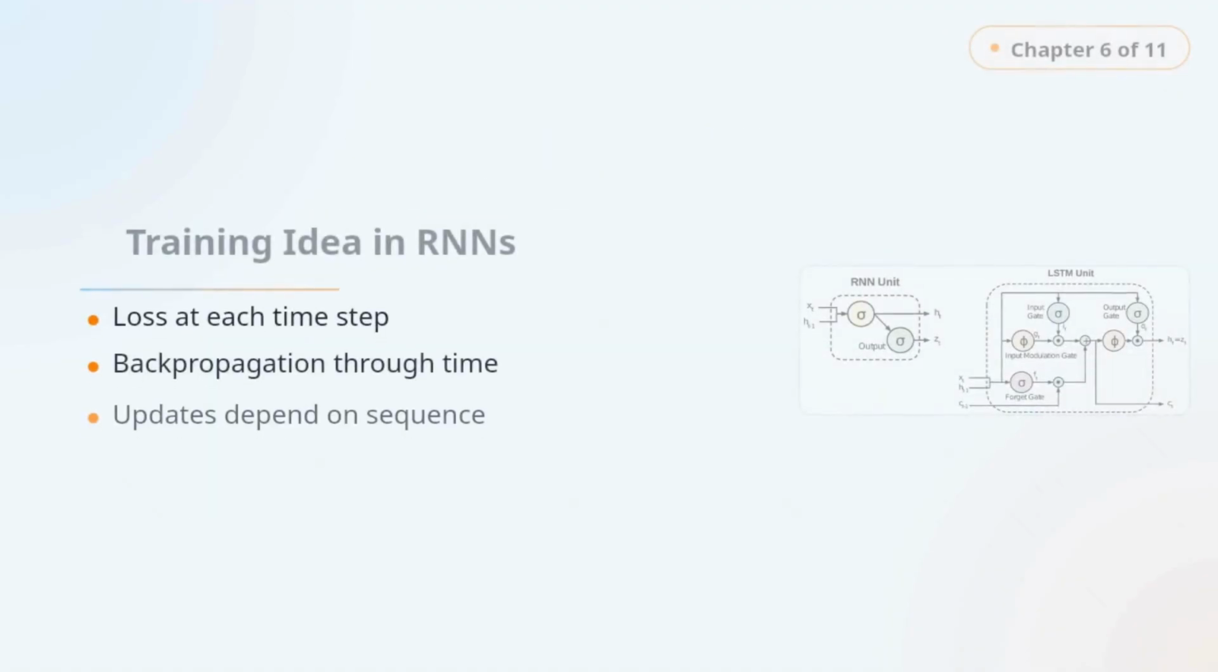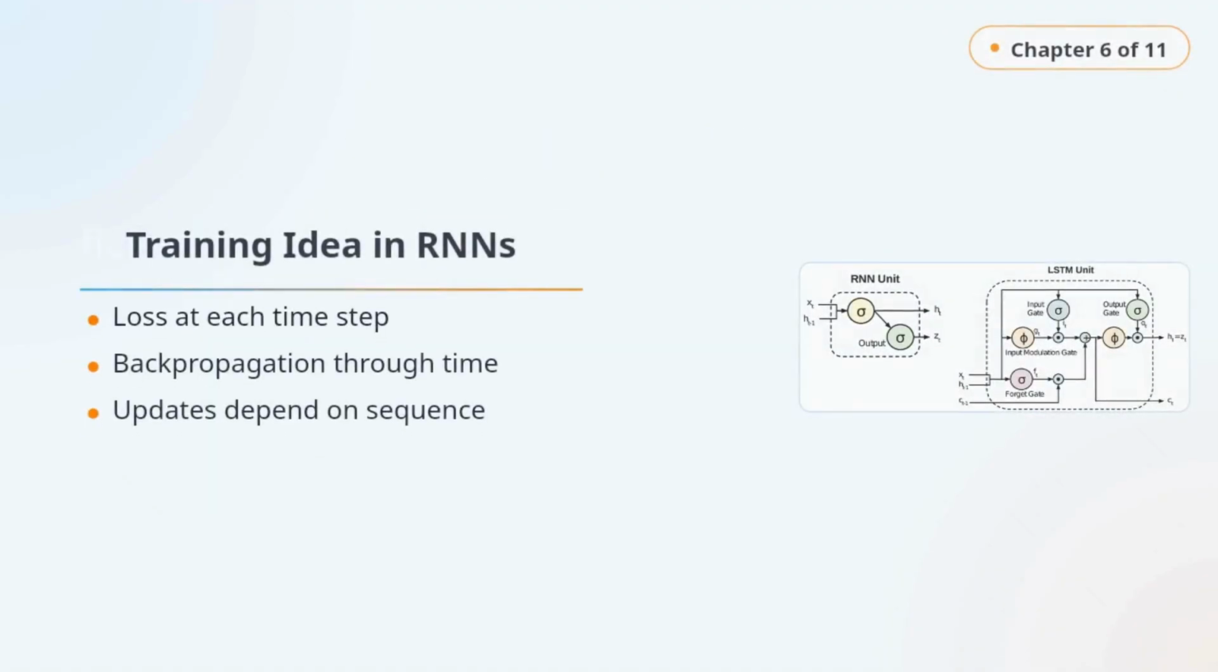In an RNN, the loss is often defined using contributions from multiple time steps. During training, backpropagation happens through time, meaning the model is updated by tracing how errors flow across the sequence. So learning depends not only on one input but on how the full sequence unfolds.